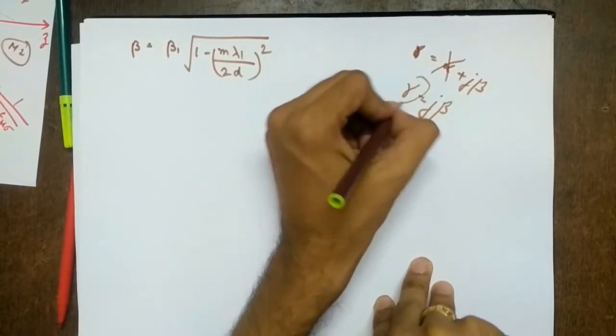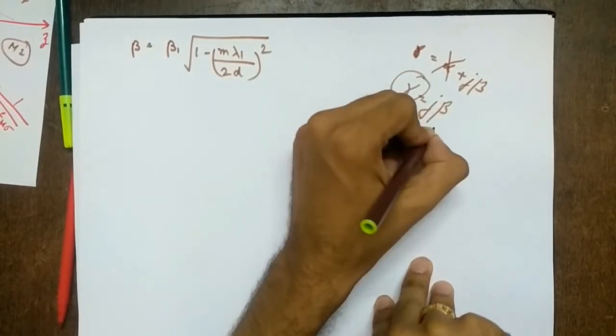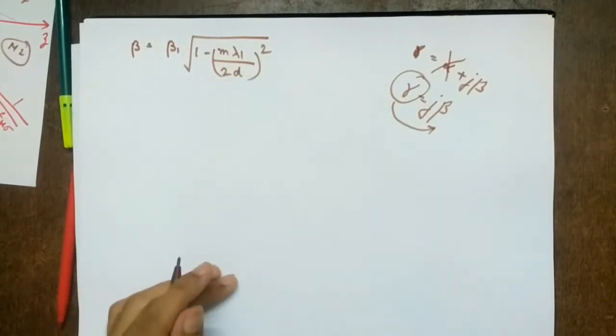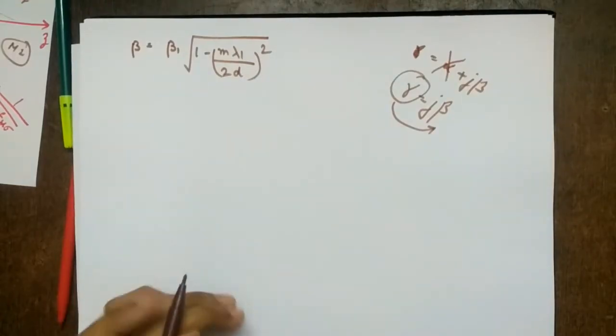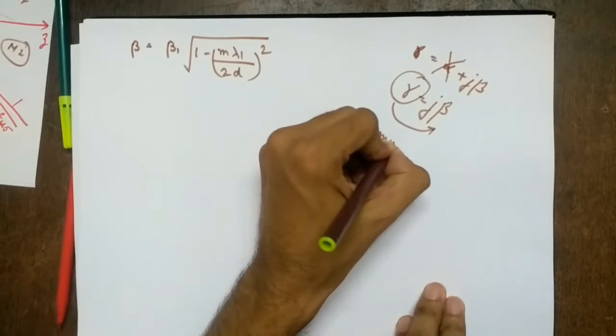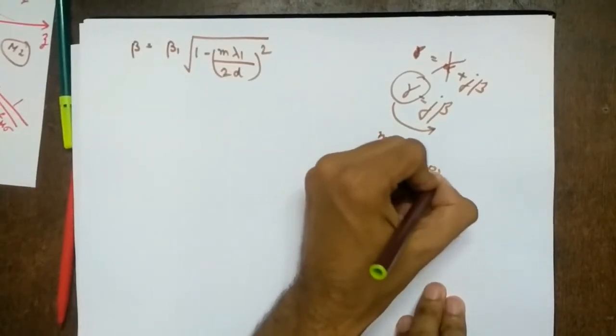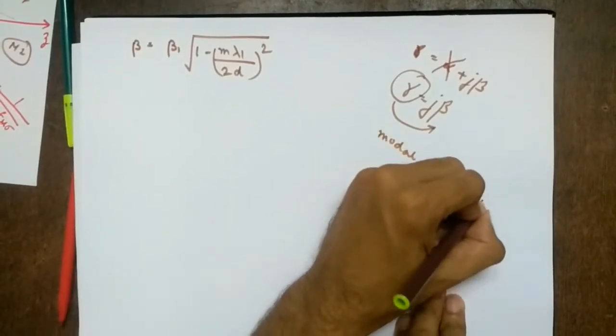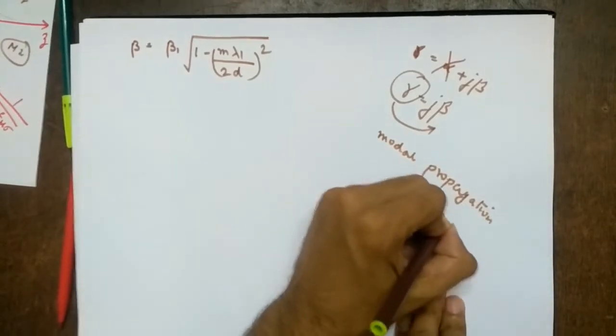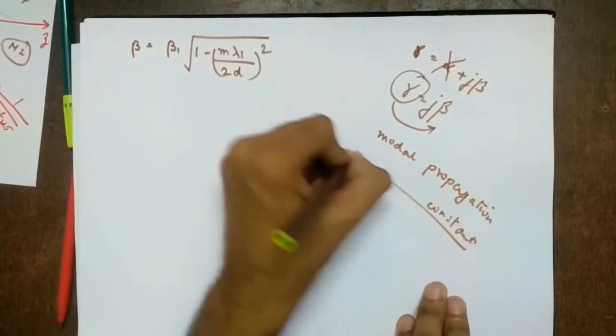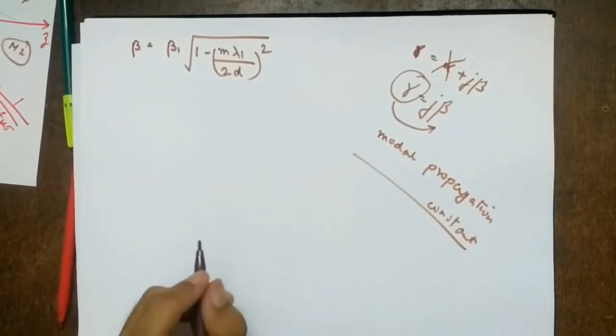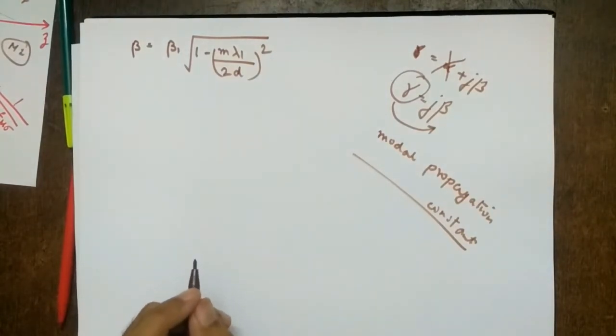Right? And gamma is called what? Propagation constant. So you are getting only these terms. That is why it is called directly propagation constant. Strictly speaking, it is called modal propagation constant. So again in Viva, the examiner might ask you what is modal propagation. So how will you answer?